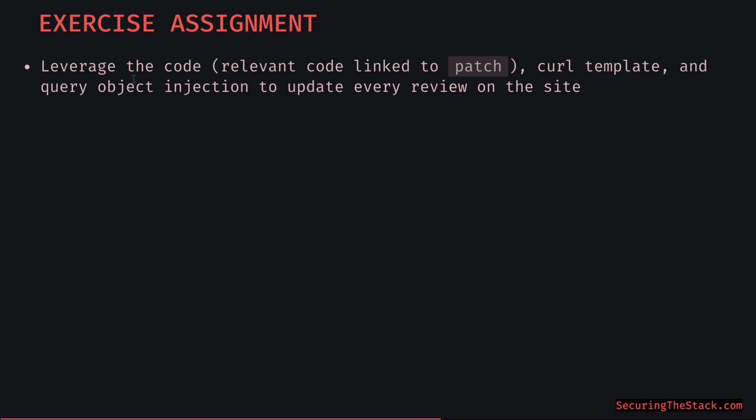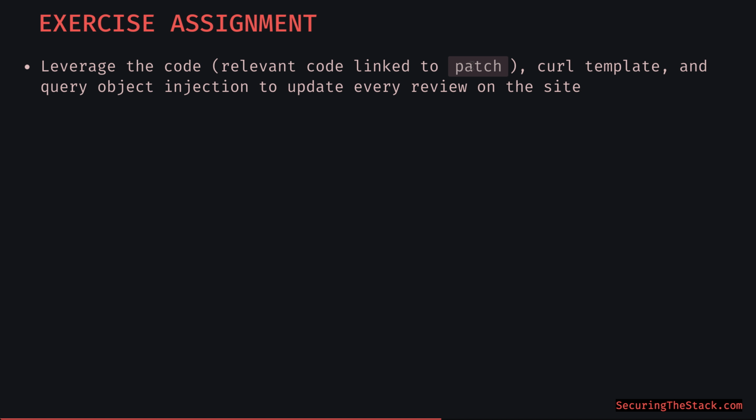Okay, so getting into the assignment. This is the assignment, straight off the bat. Leveraging the code. Just remember, all the relevant code is linked to patch. So if you just do a find for patch, everything that you need should be there. Okay, so leveraging the code, the curl template, and the query object injection items that you just learned, update every review on the site.